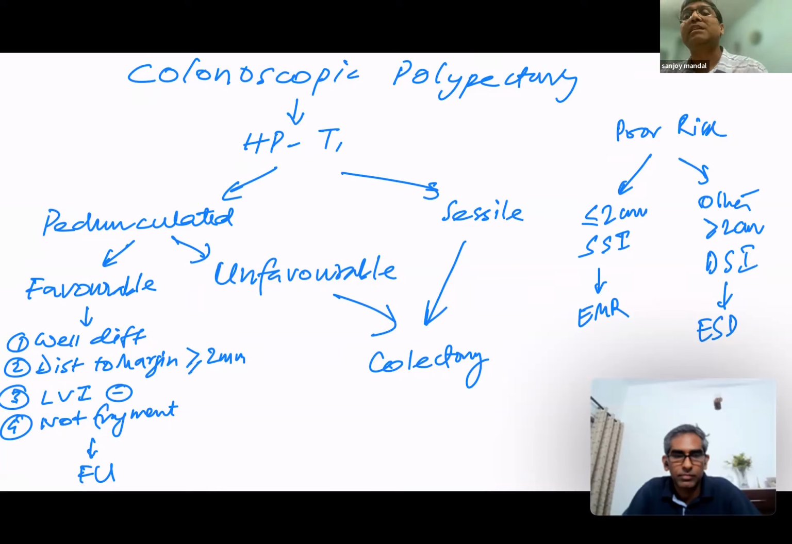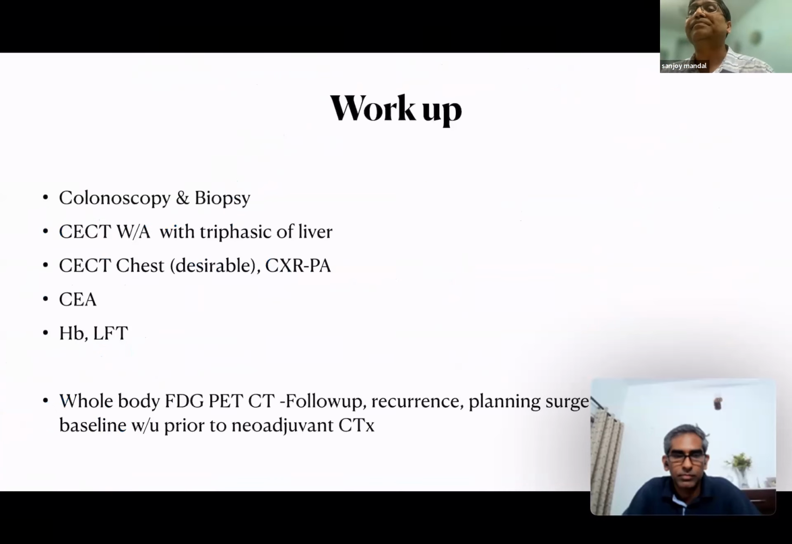But if you have unfavorable features, any of these features being on the negative side, then these patients should undergo a colectomy. All patients who have sessile tumors who underwent a polypectomy and have a malignancy should undergo a colectomy. Now, there is a role for alternative therapies like EMR and ESD, or endoscopic submucosal dissection, in poor risk patients or patients who are otherwise not fit for surgery. So surgery is the mainstay for these patients if they have unfavorable pathologies, unfavorable factors. Patients who are otherwise poor risk may go for an EMR or an ESD.